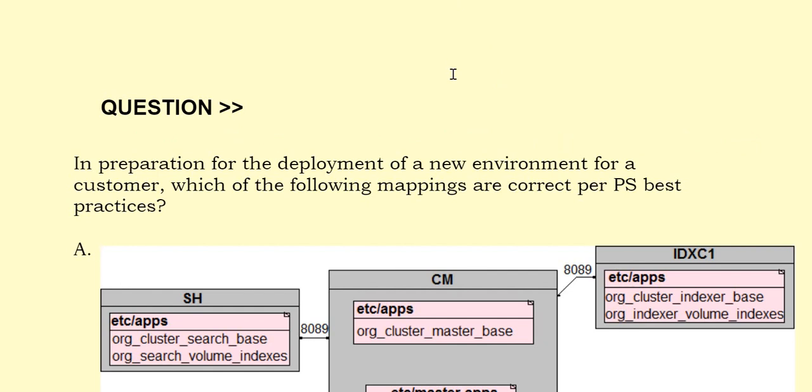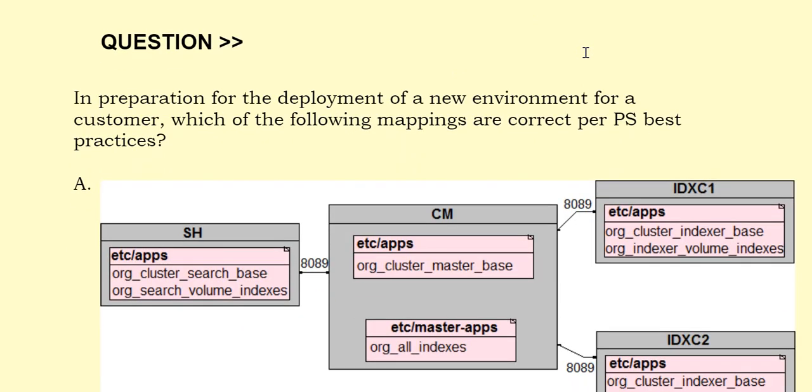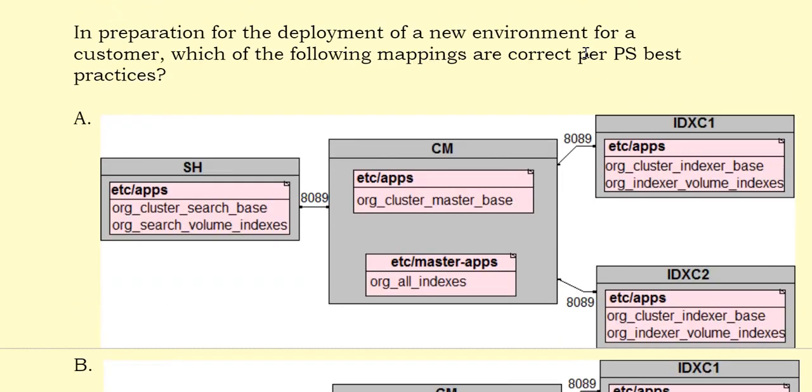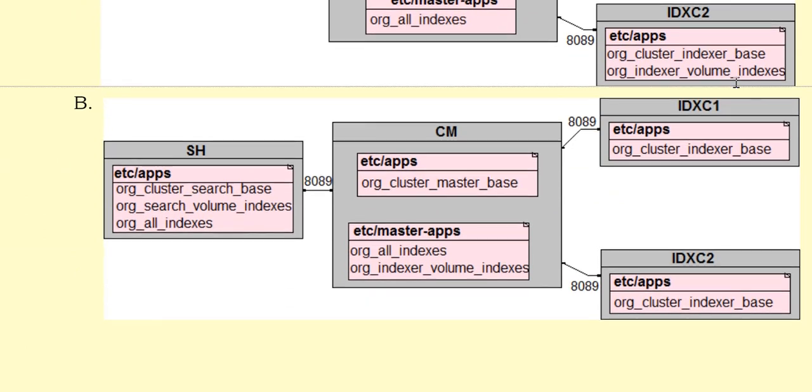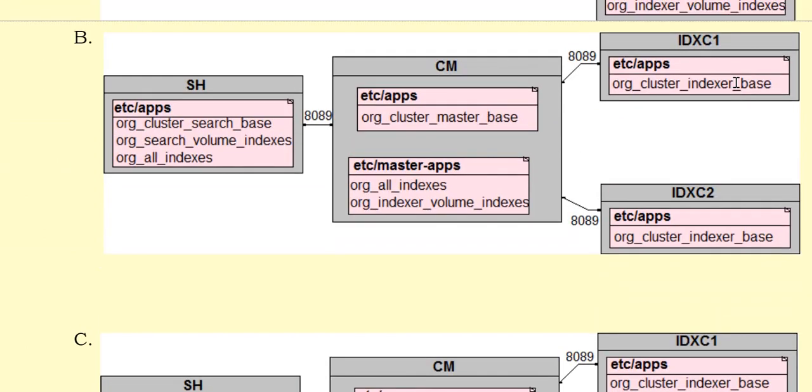In preparation for the deployment of a new environment for a customer, which of the following mappings are correct per PS best practices? Please have a look at the options. This is option A. This is option B.